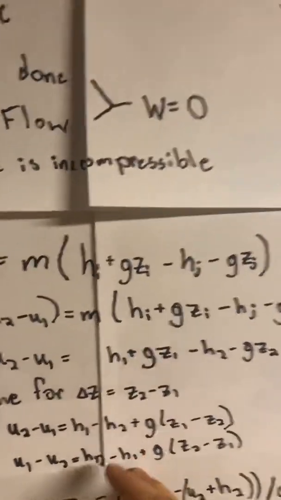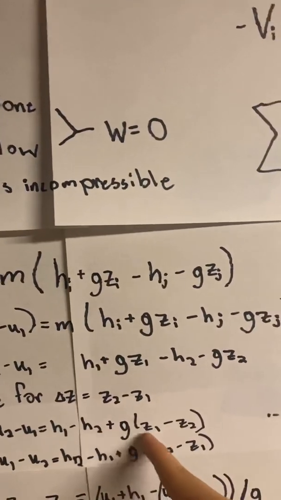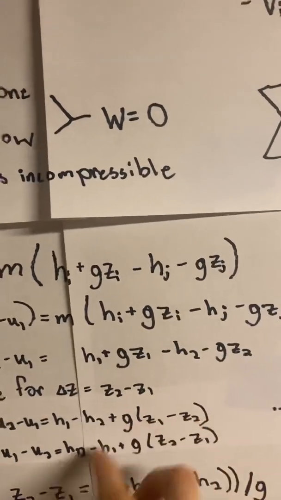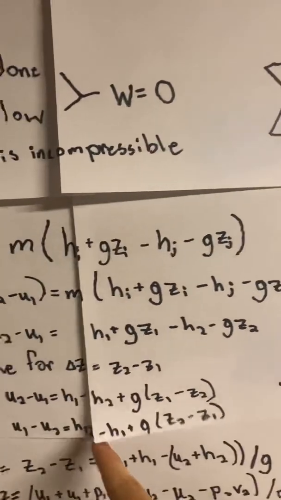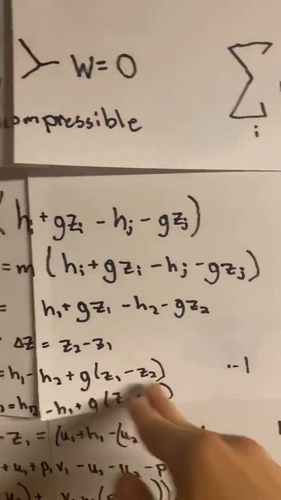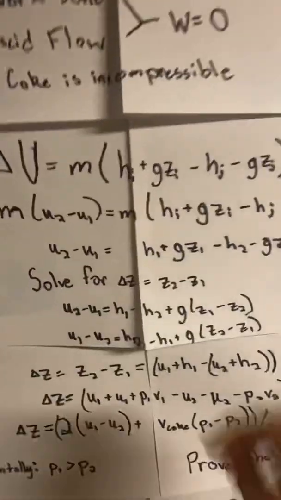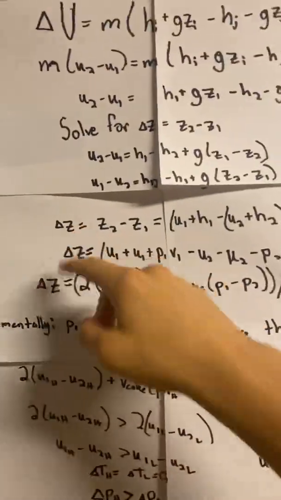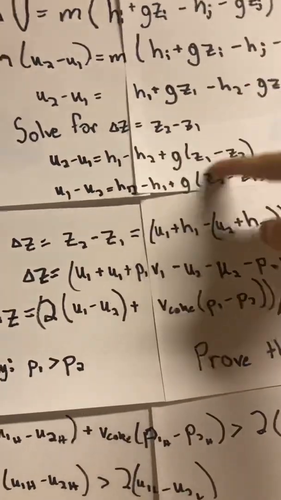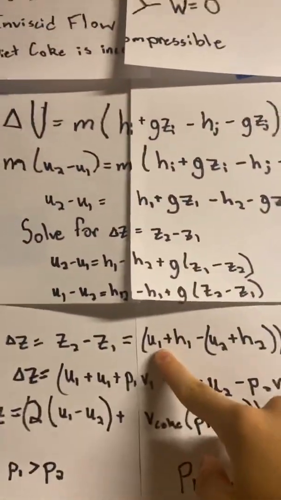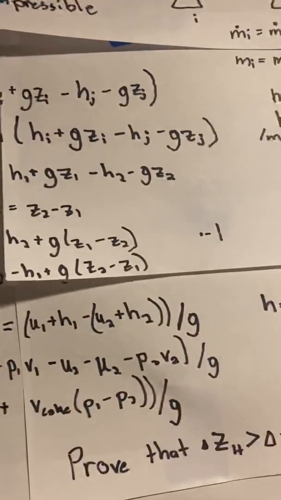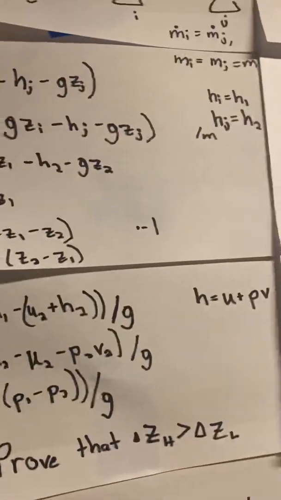So here we're going to group together the z's by putting it in a parentheses right next to gravity, and we're going to multiply it all by -1 because we want the delta z, which is z2 minus z1, not z1 minus z2. And now we're going to get to delta z. Delta z equals z2 minus z1, which, deriving from those equations, is equal to u1 plus h1 minus the quantity u2 plus h2, all of that divided by gravity.